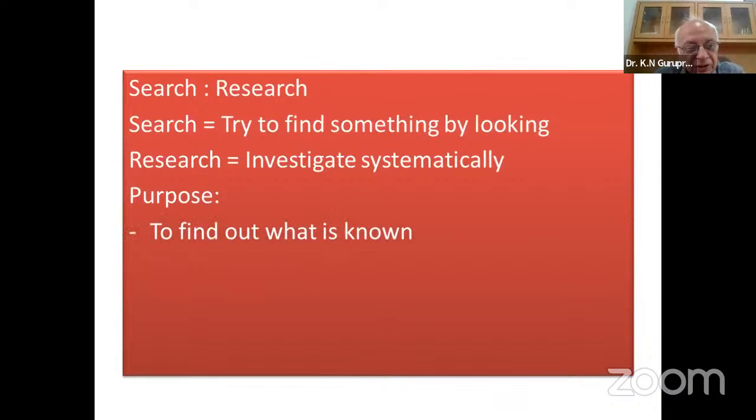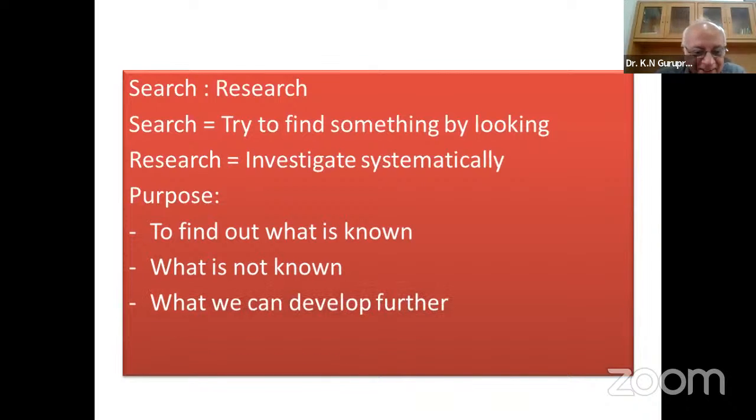So the purpose of research is to find out what is known, because many times we know something, but still we don't know it, in the sense that we don't know the exact meaning of it. Also, in the course of research, we will search for what is not known. And then we have one more purpose in research: what we can develop further from the knowledge we gain by this. So these are the three major purposes listed for doing research in general in any subject, not confined to any particular subject.